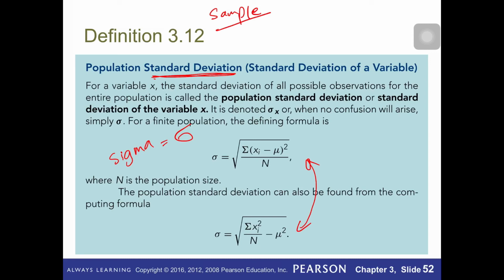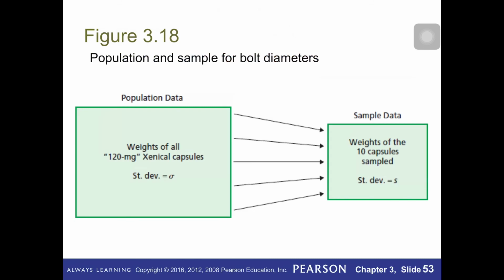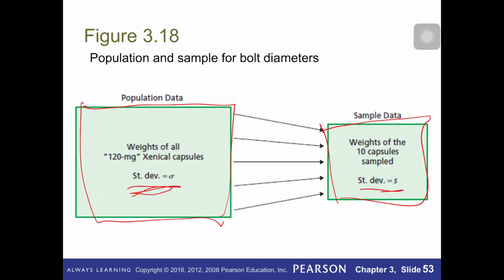If you are using a sample, the sample mean is x bar, and the sample standard deviation is simply s. But for the population, the population mean is mu and the standard deviation is sigma. So you can see the notations are different. Don't be confused by these notations. For this ball diameter example, we can see the population is bigger than the sample. It always happens. Standard deviation is sigma for the population and simply s for the sample.